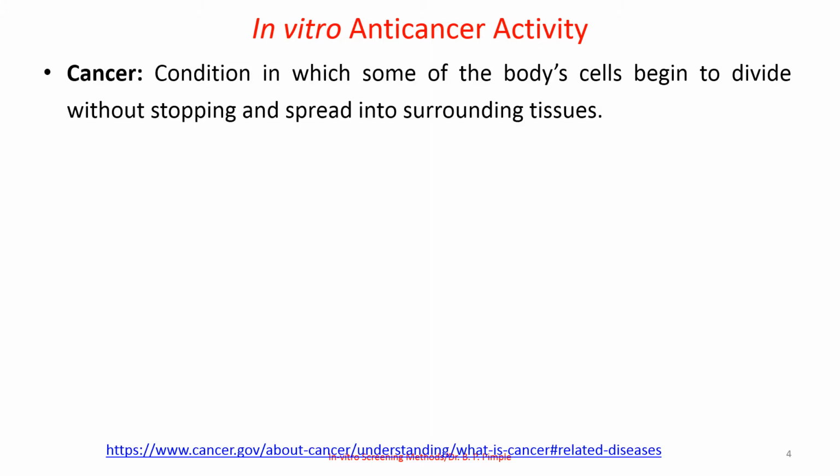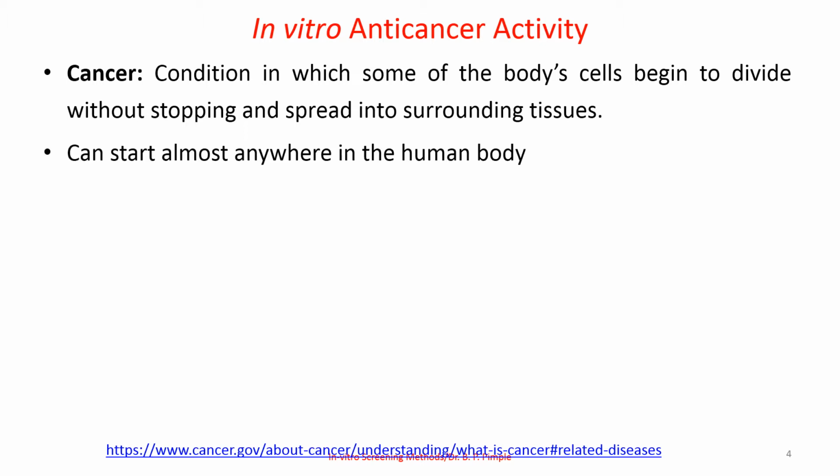It is a condition wherein most of the body cells begin to divide uncontrollably, without stopping, and they spread into the surrounding tissue. They can start almost anywhere in the body, in any organ or even at any cell or tissue level. These cells range from a few million to a few trillion in a particular cell, tissue or organ.